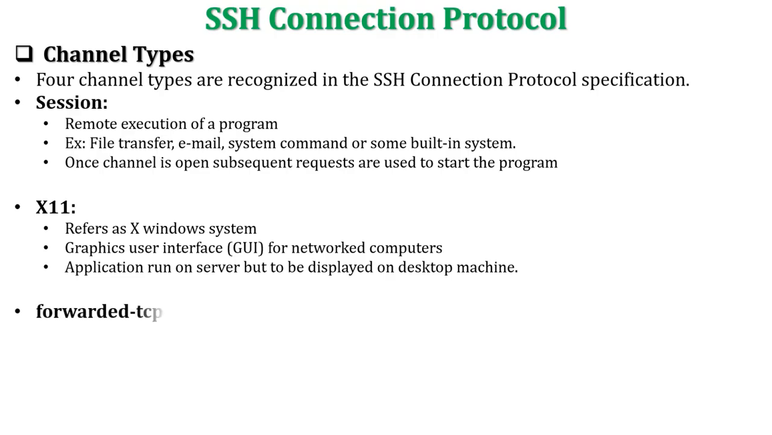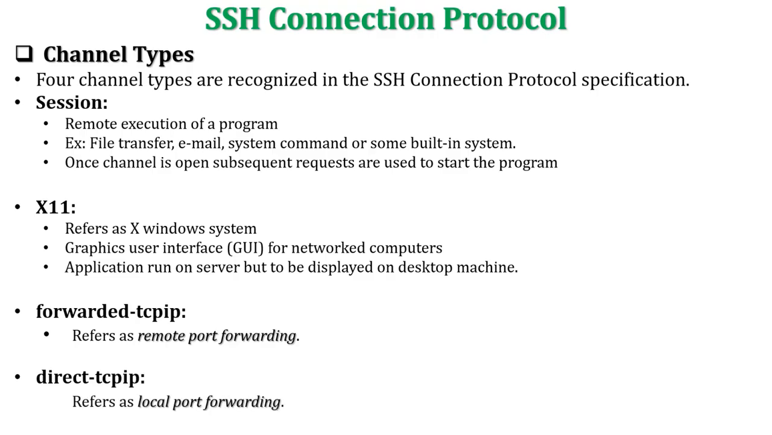The next channel type is forwarded TCP/IP. It refers to remote port forwarding. And the last type of channel is direct TCP/IP. It refers to local port forwarding. So the last two types of channel, remote port forwarding and local port forwarding, will be discussed in the next topic. So this is all about channel types of the SSH Connection Protocol.